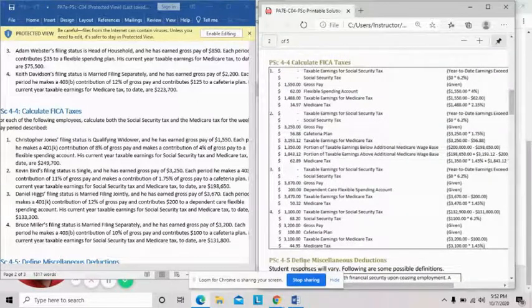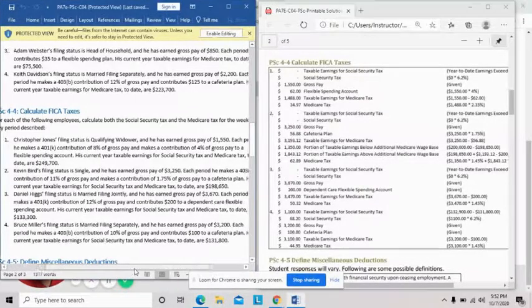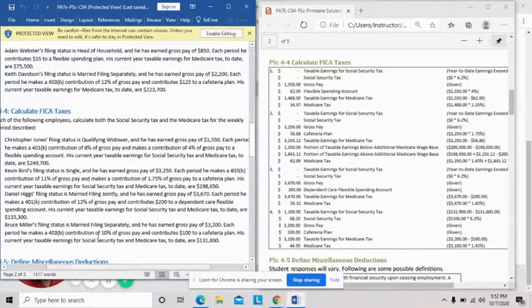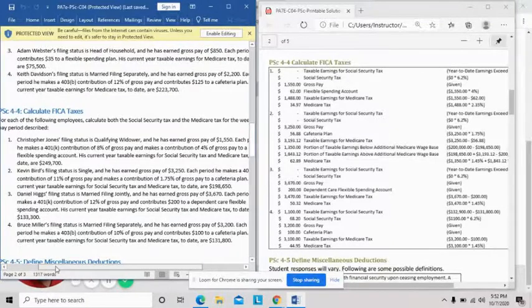For number 3, Daniel Higgs, filing status is married, filing jointly, earned a gross pay of $37.60. Each period, he makes a 401k contribution of 12% and contributes $200 to a dependent care flexible spending account. His current year taxable earnings for Social Security tax and Medicare tax to date are $113,300. That's number 3.